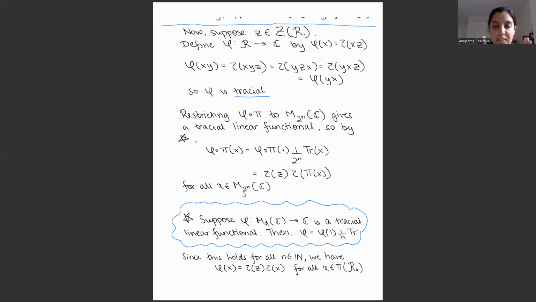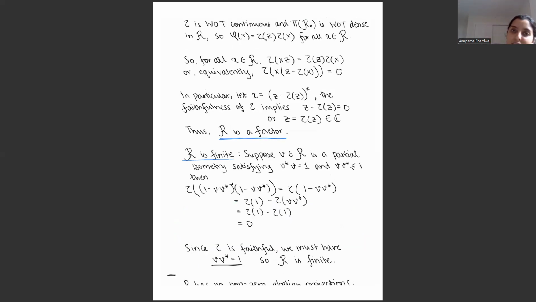Now, if I look at the first few terms, phi composition pi of 1 is just tau of z, by the definition of tau. And then the next part, 1 over 2 to the power n times the trace of x, is going to be tau of pi of x for all x in the matrix algebra M_{2^n}(C). Since this holds for any n, no matter how big the size of the matrix is, this is going to hold for all natural numbers n. So I have that phi of x is equal to tau of z times tau of x for all x in pi of R naught. So I have a really nice equality that holds.